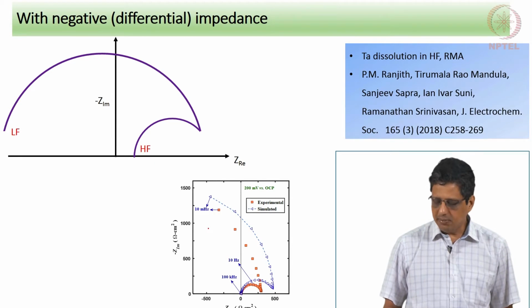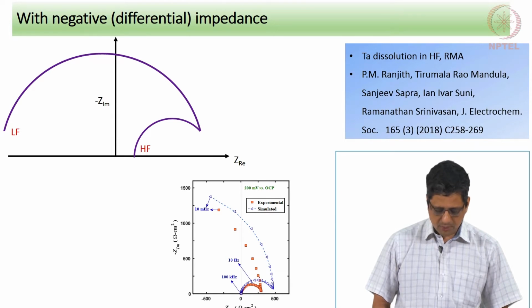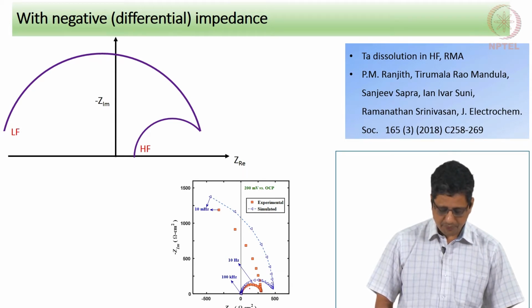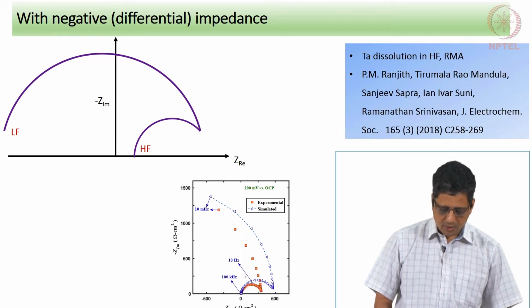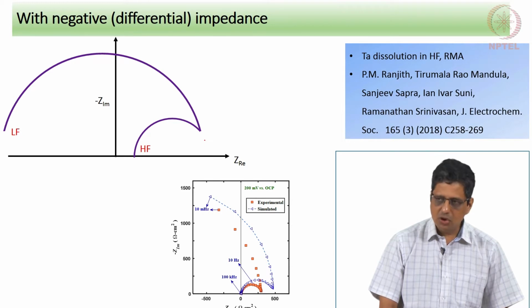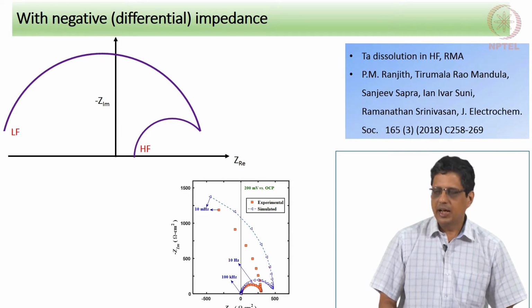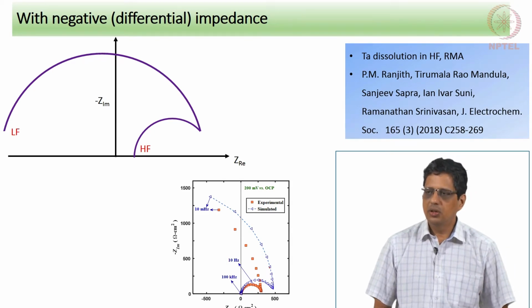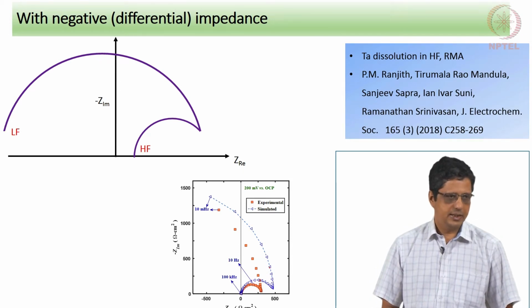We have seen this for tantalum dissolving in HF, and this is one of our recent publications. At one potential, 200 millivolts versus OCP, that is 200 millivolts anodic of open circuit potential, the experimental data shown in red squares clearly shows a capacitive loop at high frequency, and at low frequency a capacitive loop, but with negative polarization resistance. We analyzed it using an electrical circuit. If you use an electrical circuit, you can fit it well, but getting physical meaning out of that is difficult.